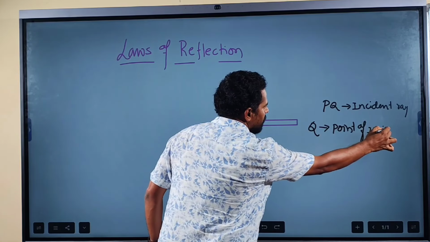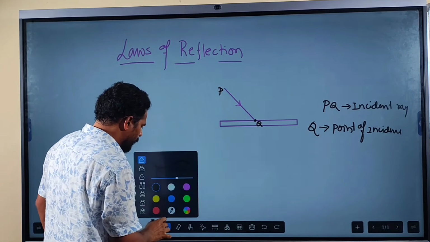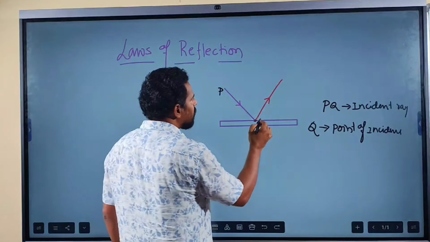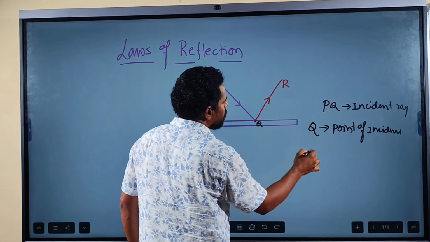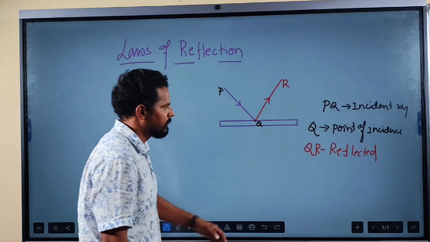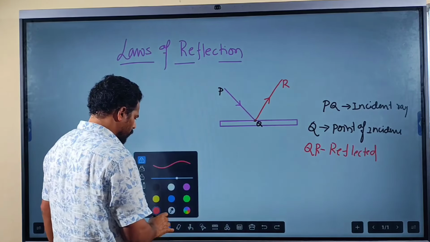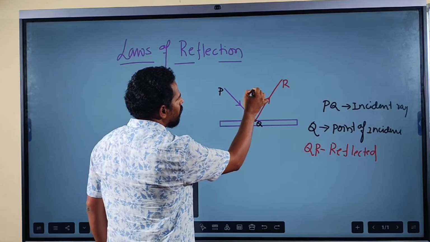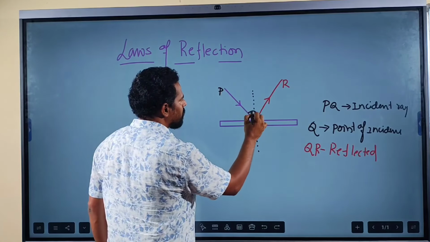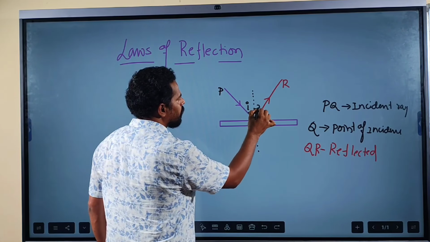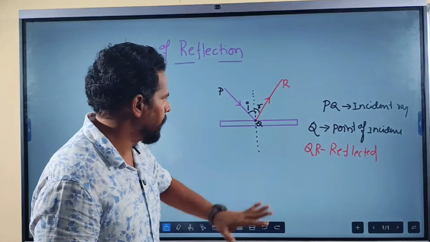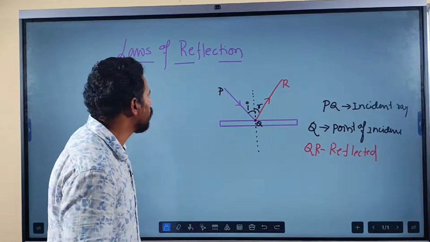Now, from the point of incidence, the ray is bouncing back. This bouncing ray, let us say, goes to R. So QR is the reflected ray. This is how we describe it, right? And two more points. The ray which is undeviated passing through the point of incidence is called the normal ray, and there is a formation of the angle of incidence, and an angle between the reflected ray and the normal called the angle of reflection. Clear?